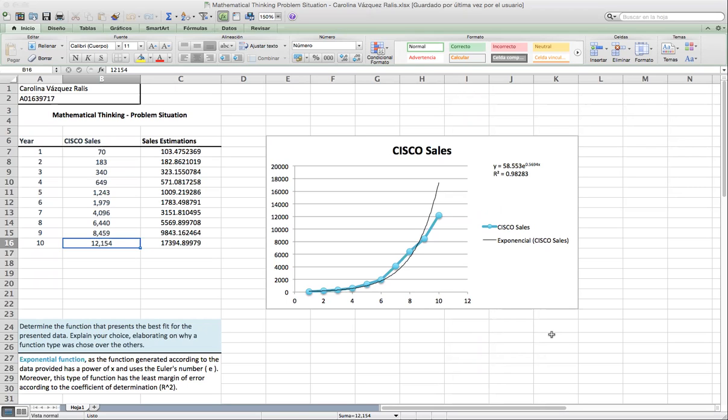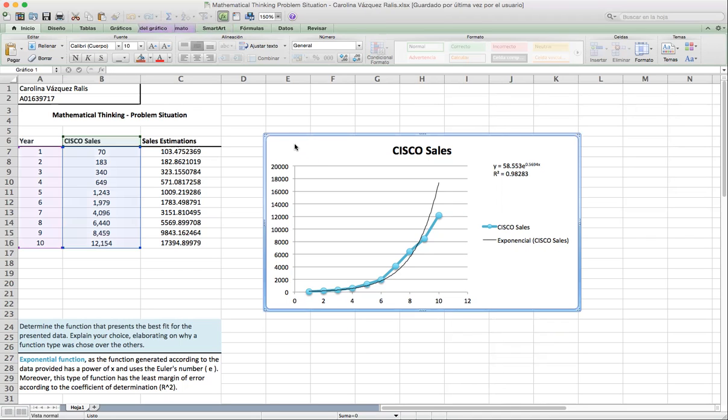Okay, so we were given a series of information from the Cisco company. We received sales information from 10 different years. So here we can see the 10 years, and here we can see the sales obtained in each of those years, and they are written in millions of dollars. So how can we solve this linear regression problem?